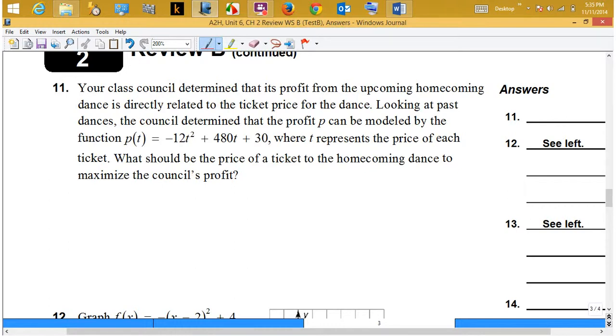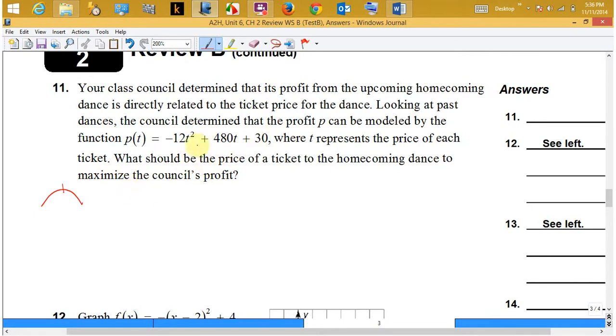So we know that what's going to happen is the maximum, because this is a parabola that's going downward because of this negative a, that the profit will be maximized at the vertex. So we need to find the vertex of this particular problem.